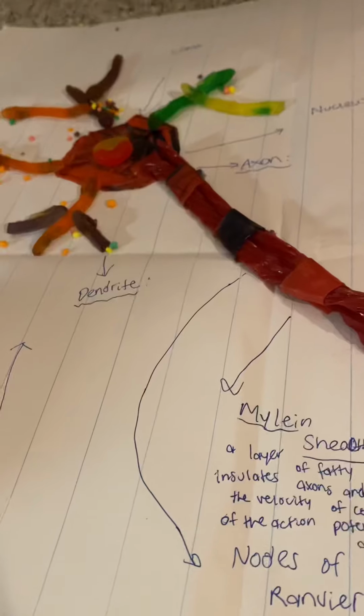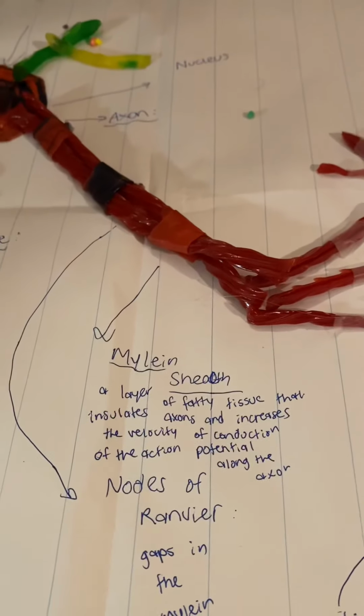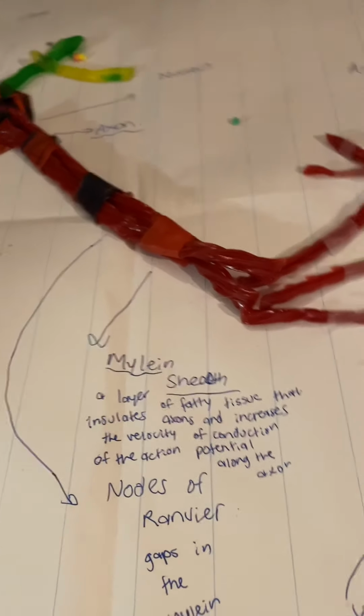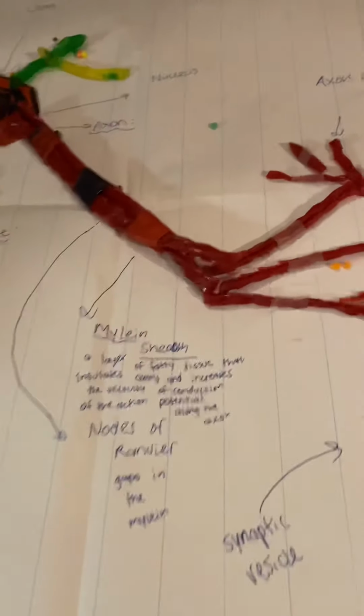Next, we have the myelin sheath, which are these little wrapped around things, and it's an insulating layer for this long thing, and it helps protect impulses.